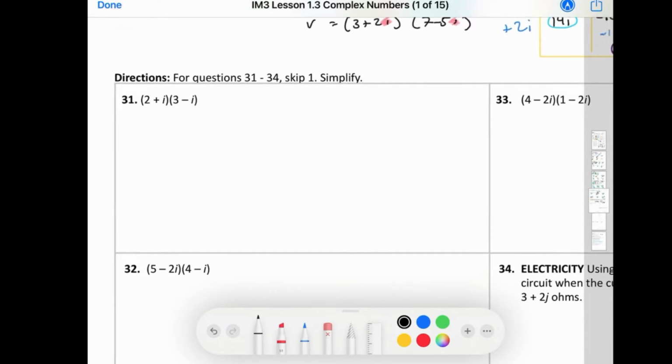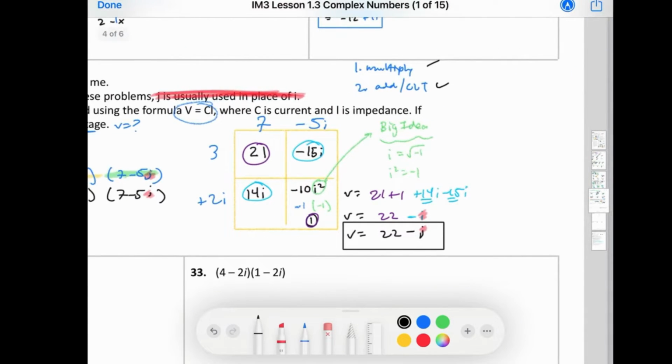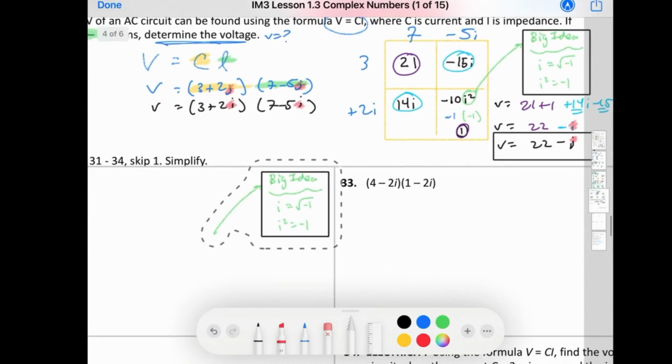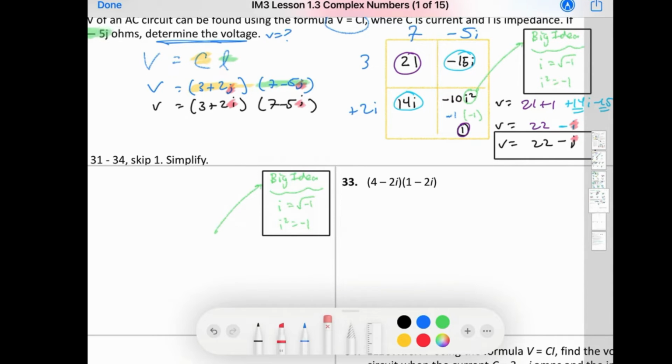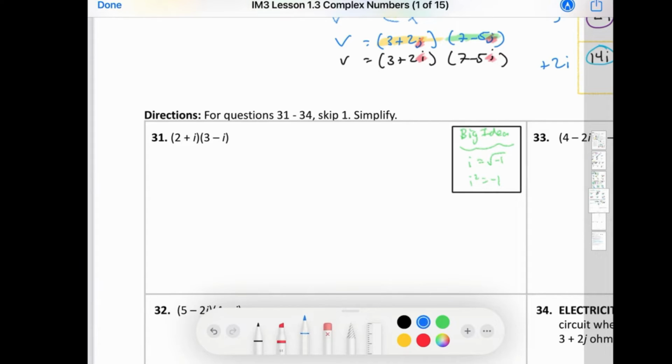All right, directions for questions 31 to 34: skip one problem and go ahead and simplify. Okay, let's go ahead and use this big idea here. And I'll just do some magic. Okay, so 31. Let's go ahead and multiply first.